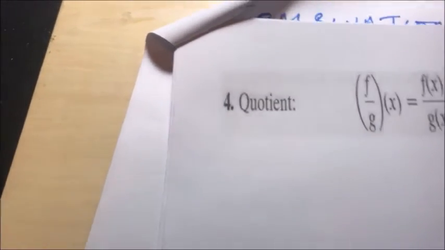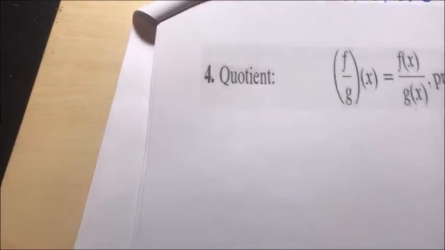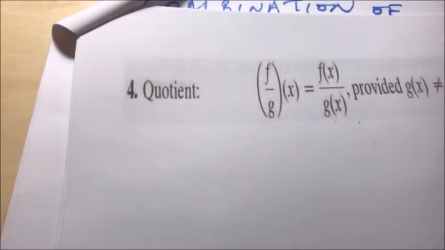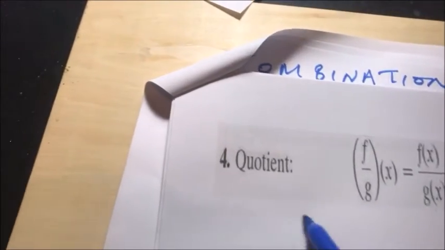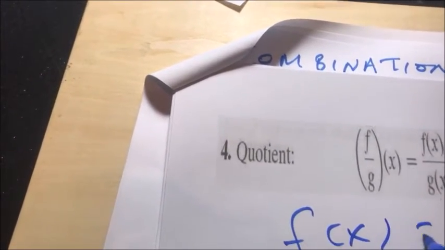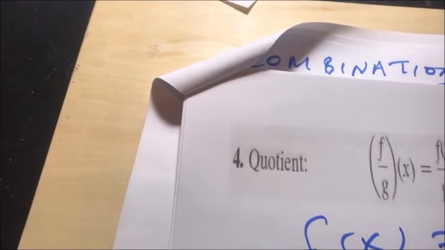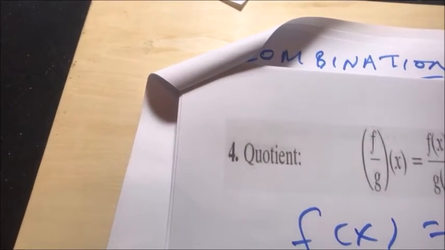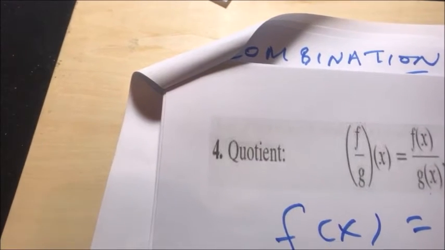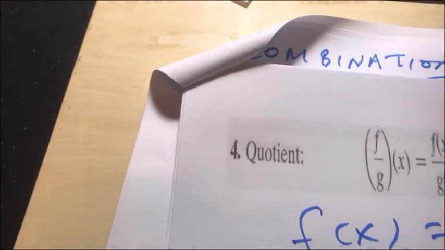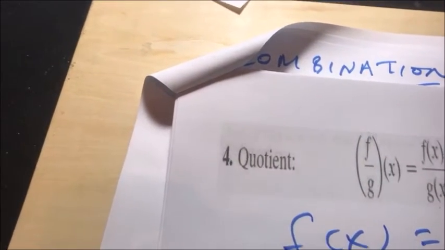And now we also have a quotient. These are important because that's how we get rational functions. So let f of x be equal to 4x, and let g of x be equal to x minus 2, provided, notice, g of x cannot be equal to 0.